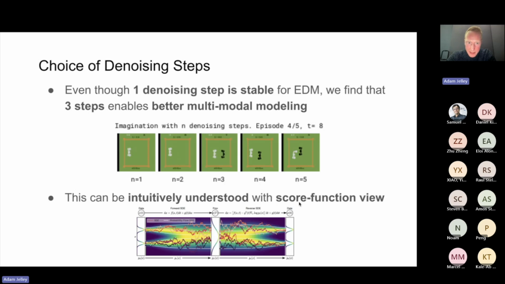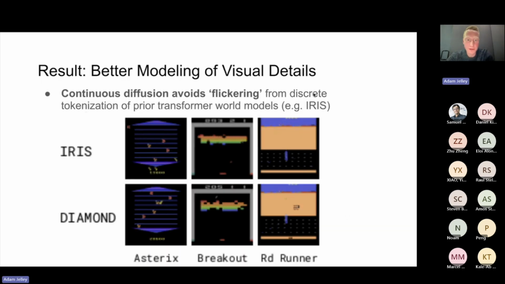So in our case, we chose to go with 3 denoising steps for the final model and for the Atari games. And we found that this enables pretty good modeling of the games and all of the visual details. In particular, the continuous diffusion avoids the flickering issue, which arises from discrete tokenization of prior world models based on transformer architectures using discrete tokens.